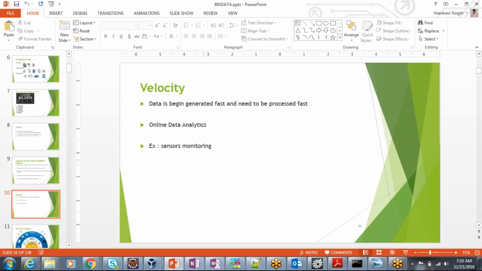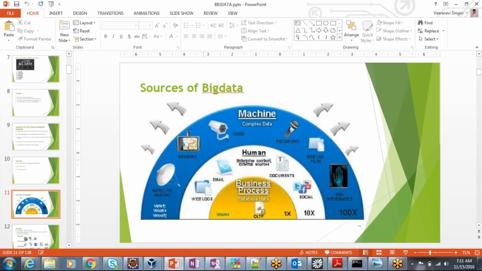And velocity: the data is being generated very fast. And as fast as the data is generated, that fast we need to provide the analytics to understand the market and the business strategies. There are different sources from where the data is generated: satellites, sensors, healthcare, or social media. There are so many places from where we are getting the data.